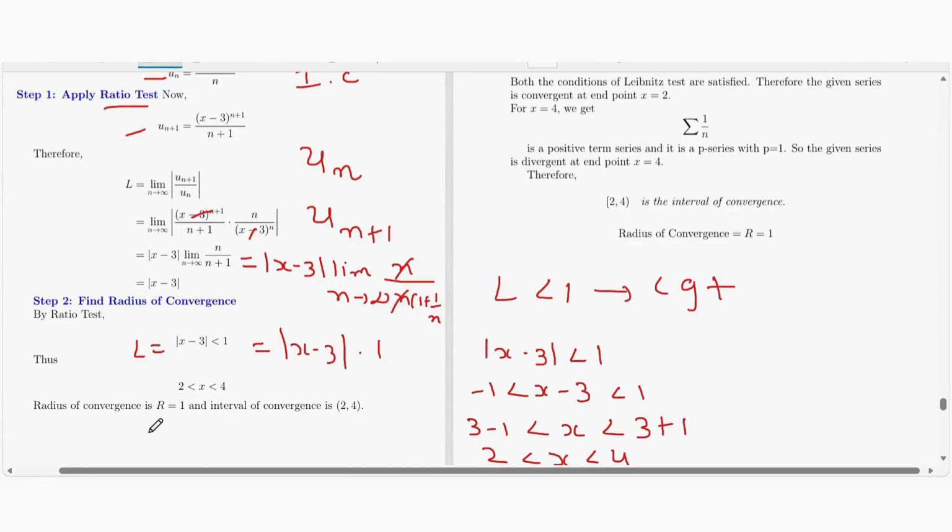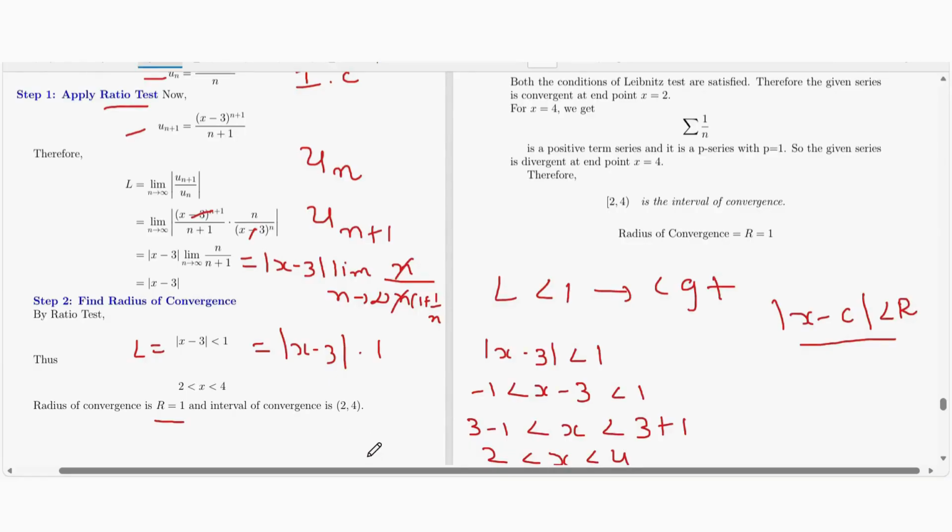Radius of convergence is r equal to 1. From the definition, this one is nothing but mod x minus c less than r. This is the condition of convergence of a power series, and that we discussed earlier. So this one is my r, and x lies in this range. So what is the interval of convergence? Open interval 2 to 4.